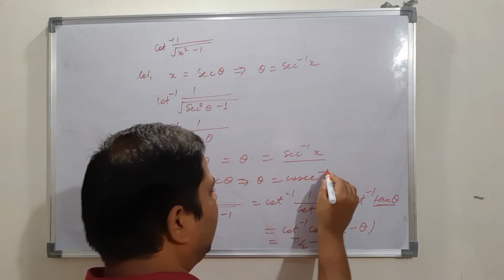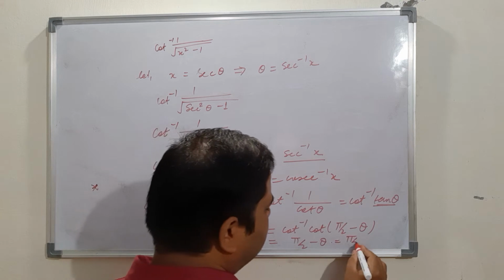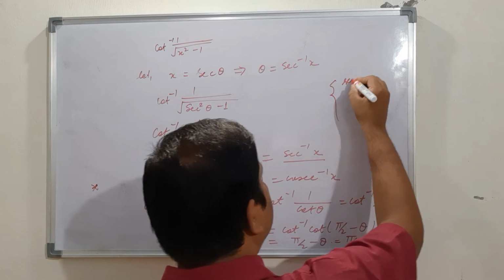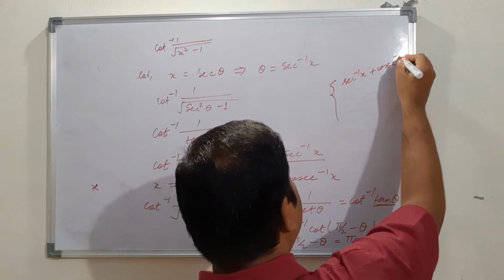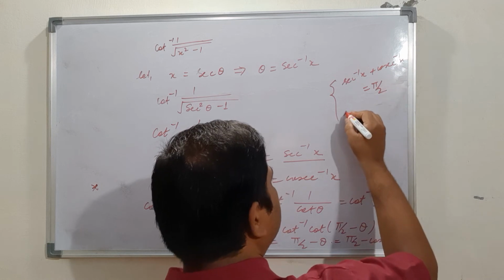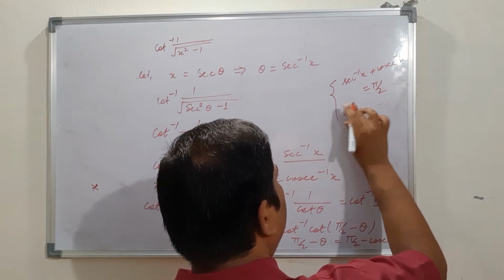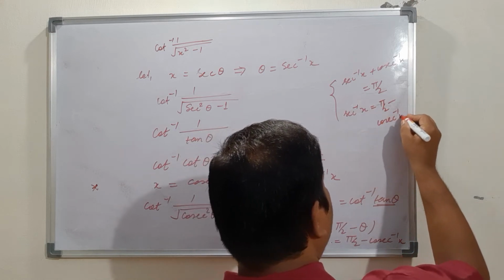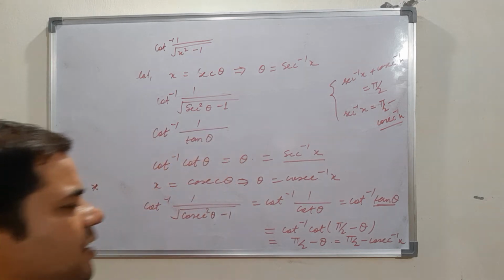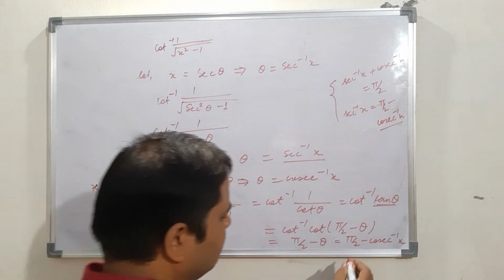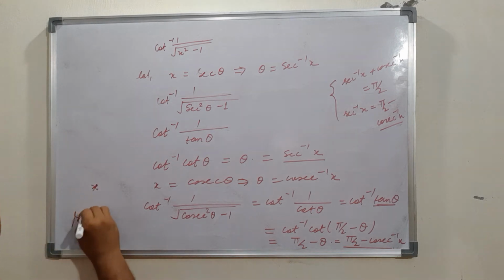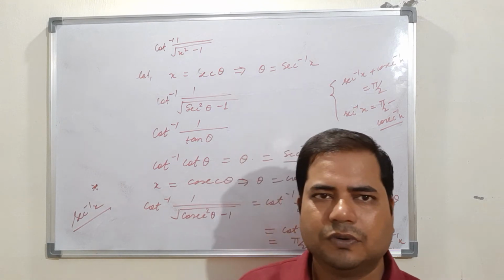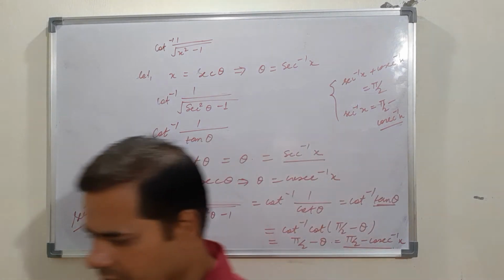Cosec inverse x. So this is pi by 2 minus cosec inverse x, and you know the relation sec inverse x plus cosec inverse x is equal to pi by 2. So sec inverse x is nothing but pi by 2 minus cosec inverse x. So the answer is the same. Pi by 2 minus cosec inverse x is written as sec inverse x. So the answer is same, but there are some difficulties. Okay. So now the next question we have to see.